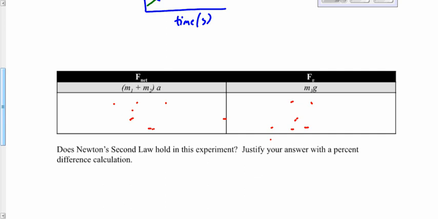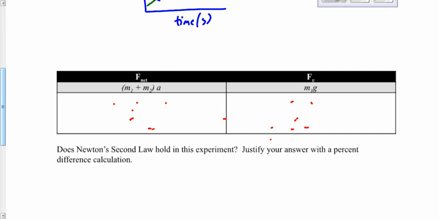Now, realistically, they're probably not going to be exactly the same. There's always a little bit of error when we're doing an experiment, right? It doesn't matter what level, whether it's grade 11 physics or advanced research at a university. It doesn't matter. There's always going to be some error.